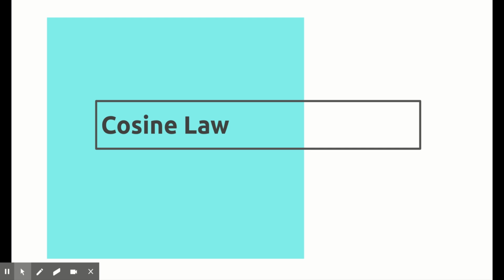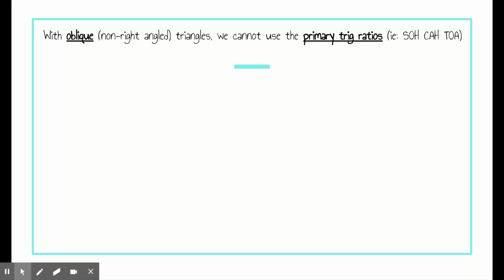Everyone, this is our last lesson for the trigonometry unit. This is the cosine law. With oblique triangles, so they're not right angle triangles, we cannot use the primary trig ratios. This is just like the sine law. We can't use SOHCAHTOA, and that's because there's not a 90-degree angle in it, making it an oblique triangle.